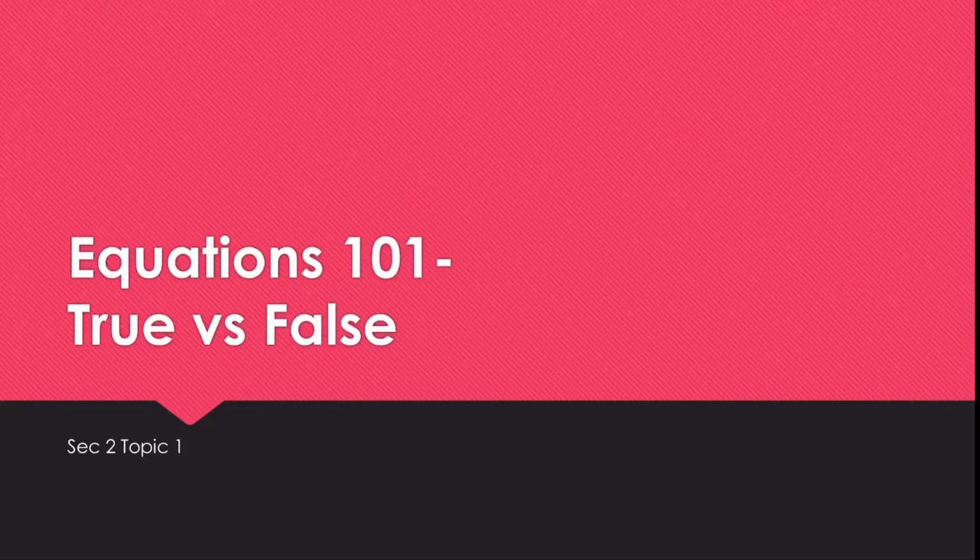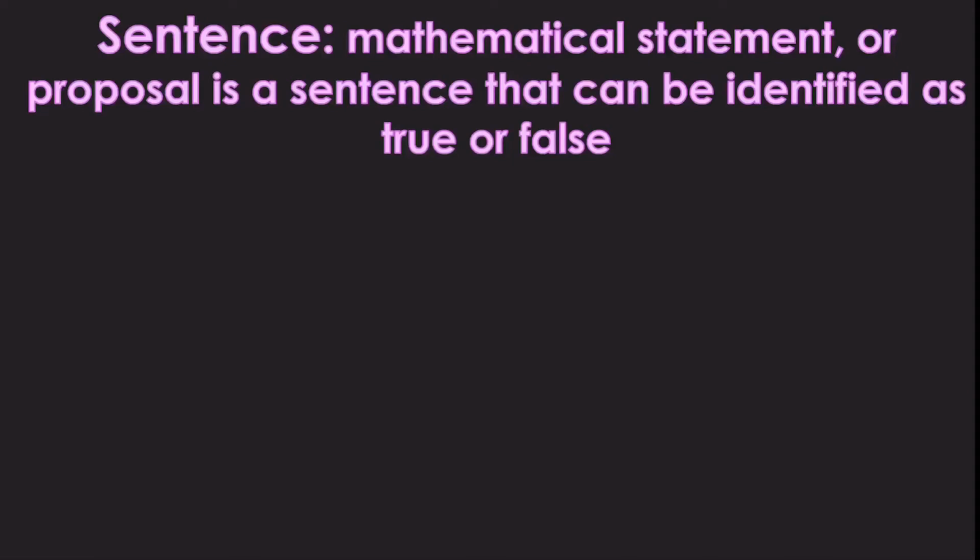Okay, so before we can get into the meat and bones of solving equations, it's good to take a step back and understand the very beginning of why we do things and what they are. So this is all about truth values and truth statements. In math, we have sentences just like language arts. A sentence in math is a statement or proposal that can be identified as true or false.